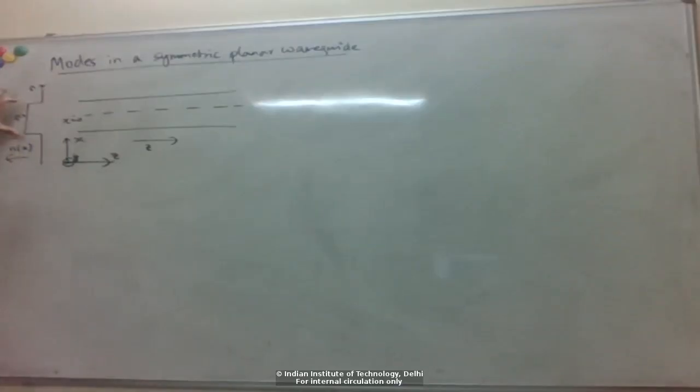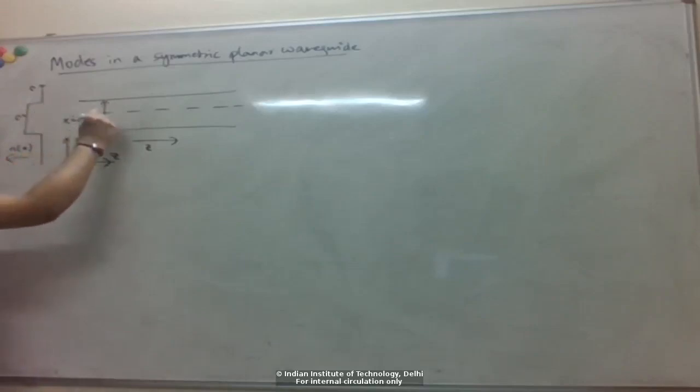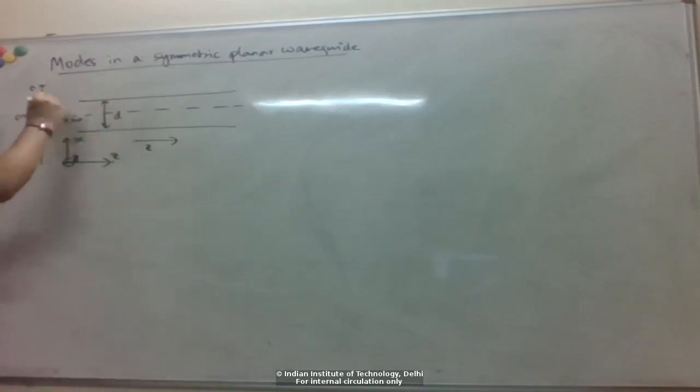To begin with, we'll look at a step index waveguide where the refractive index in the core is constant. Later we'll also look at a gradient index one where, for example, the core index has a parabolic profile. But to begin with, we'll look at a step index. Let's say the thickness of this slab is d, so it extends from minus d by 2 to d by 2, and x equals 0 is the symmetry plane.